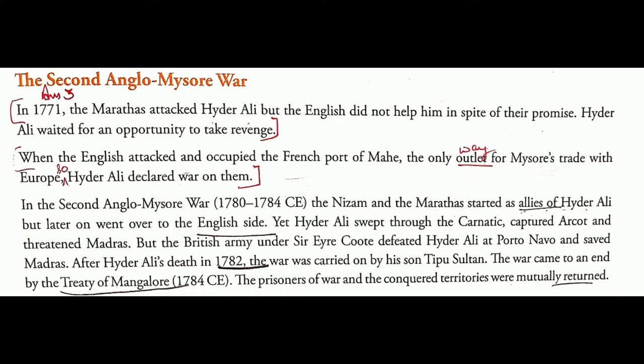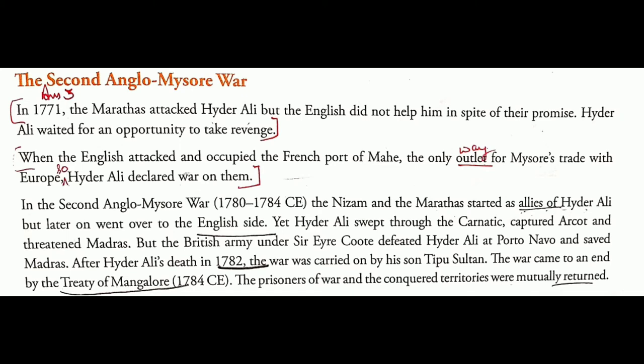Yet Hyder Ali swept through the Carnatic, captured Arcot and threatened Madras, but the British army under Sir Eyre Coote defeated Hyder Ali at Porto Novo and saved Madras. What happened here? Hyder Ali was all alone, since he did not get any support from his allies, the Maratha and Nizam. So the British army general, Sir Eyre Coote, defeated Hyder Ali.